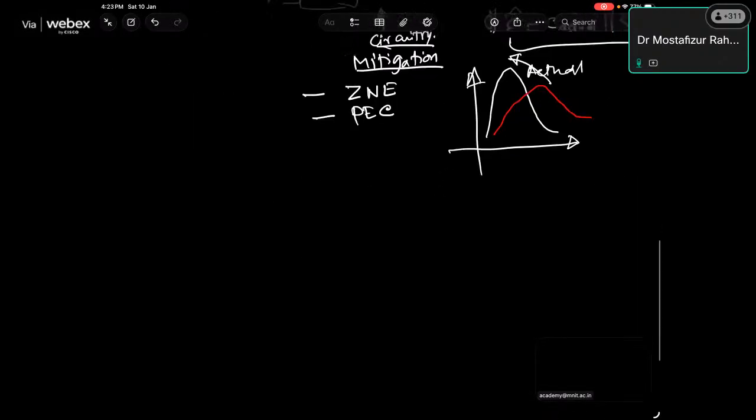And the third one is how to treat or how to model noise. How to model noise.